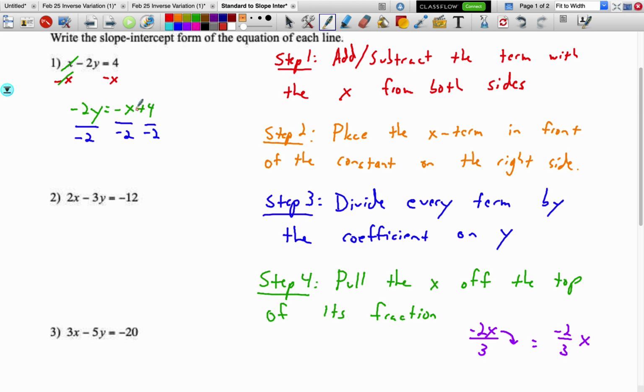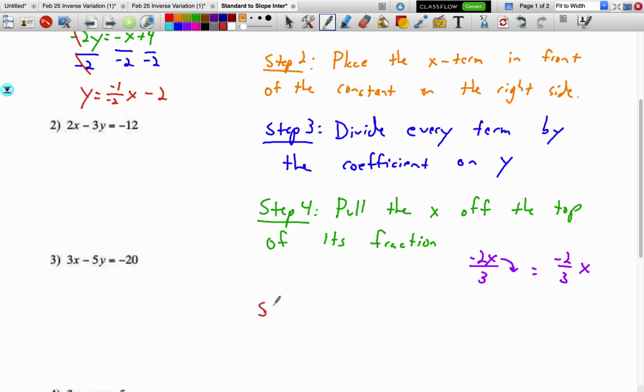In this example here, we have to leave something behind on top, so we'll leave a negative 1 behind on top. Here these negative 2's cancel, so we've got y equals negative 1 over negative 2x. And then 4 divided by negative 2 is a minus 2.